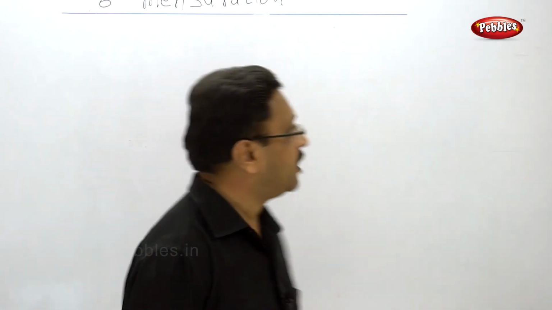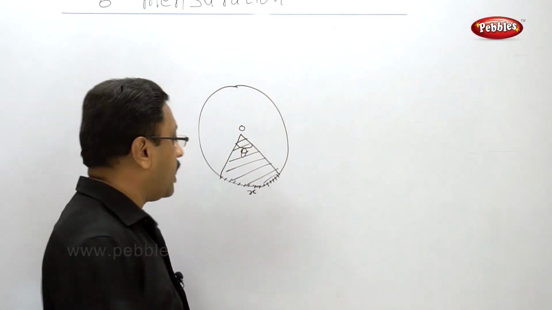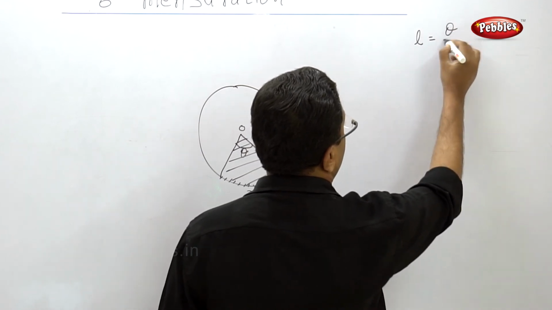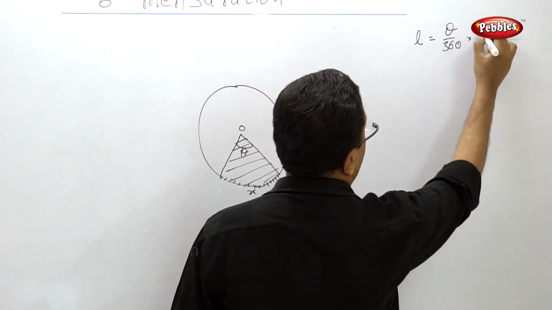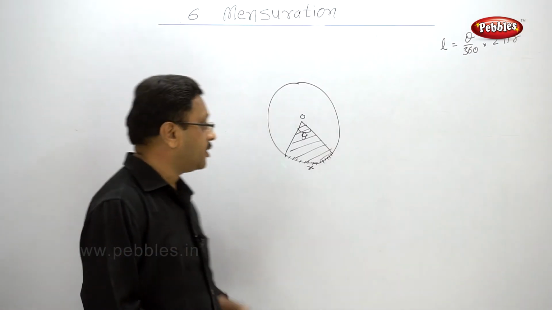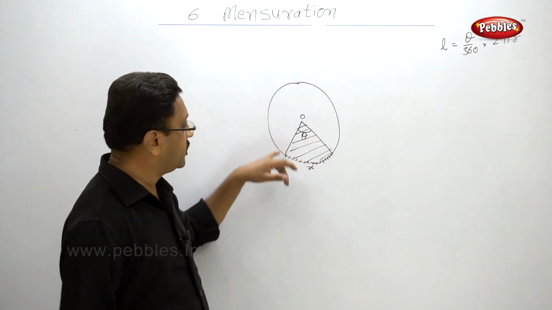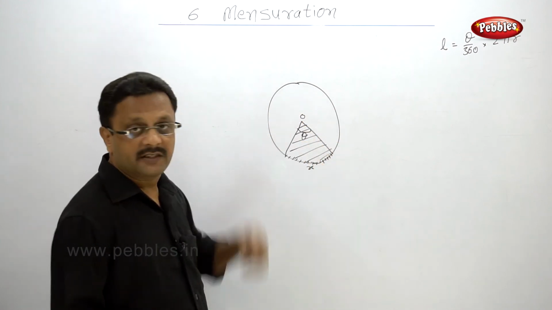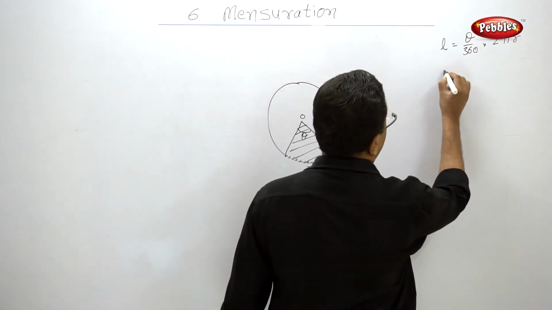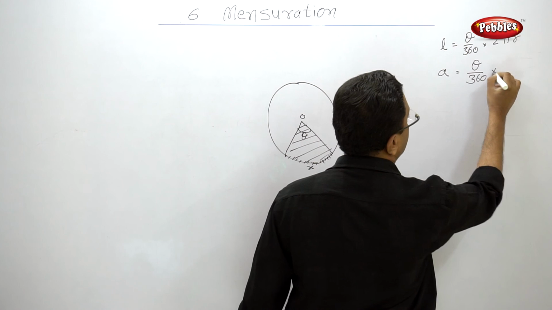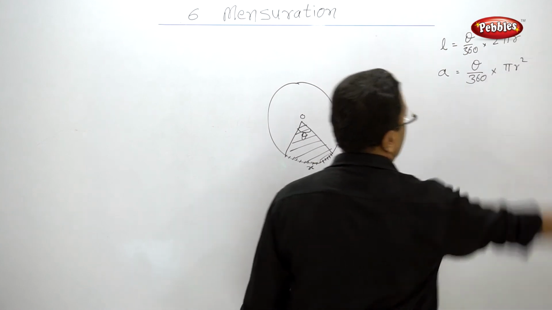Let us write the formula once again. What is the length of arc? Length of arc is equal to theta by 360 into 2 pi r. Now what is the area of the sector? This is the minor sector. This is an arc and this is a sector. So what is the area of this sector? The area of a sector will be equal to theta by 360 into pi r square.